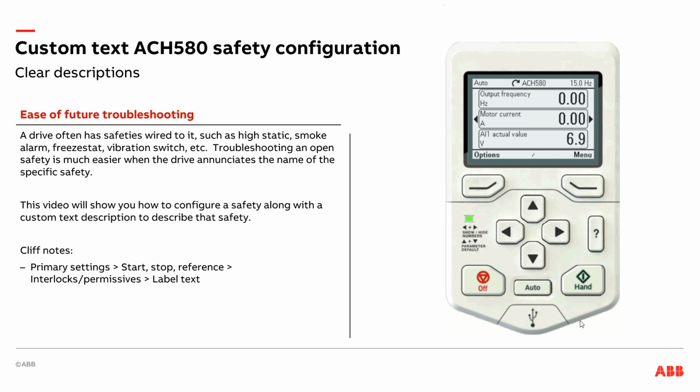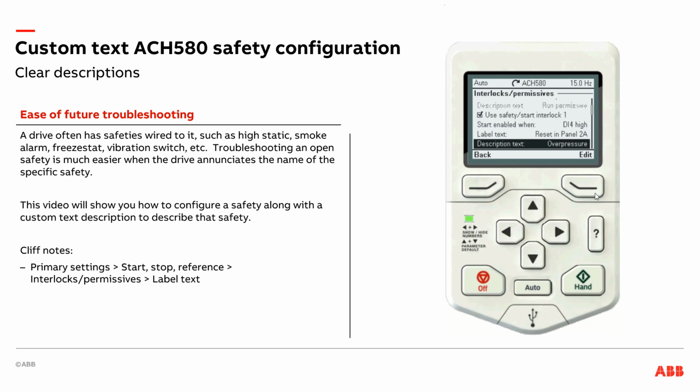So what I'm going to do here is click on Menu, go into Primary Settings, come on down to Start Stop Reference where your safeties are located, come through here to Interlocks and Permissives, and Digital Input 4. Factory default is set up for a safety. Today we're going to assume that it's an air handler application.